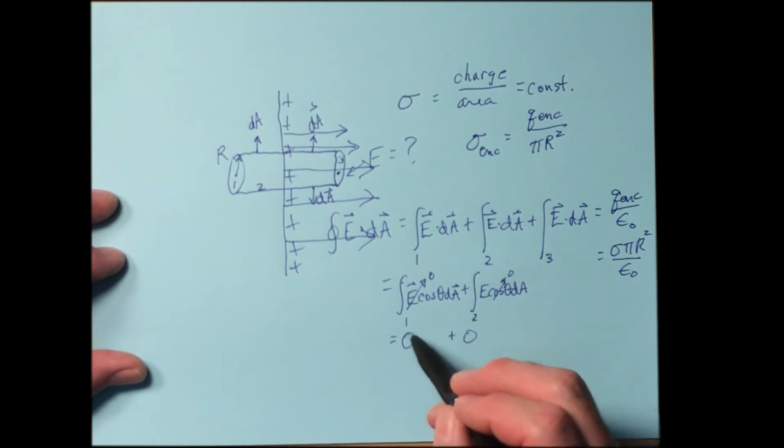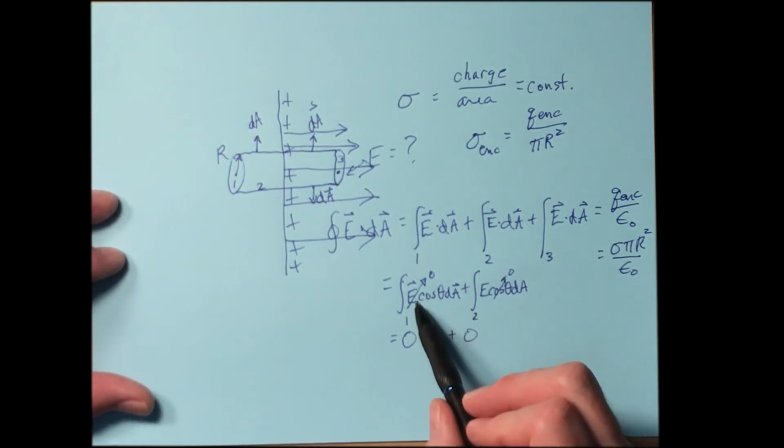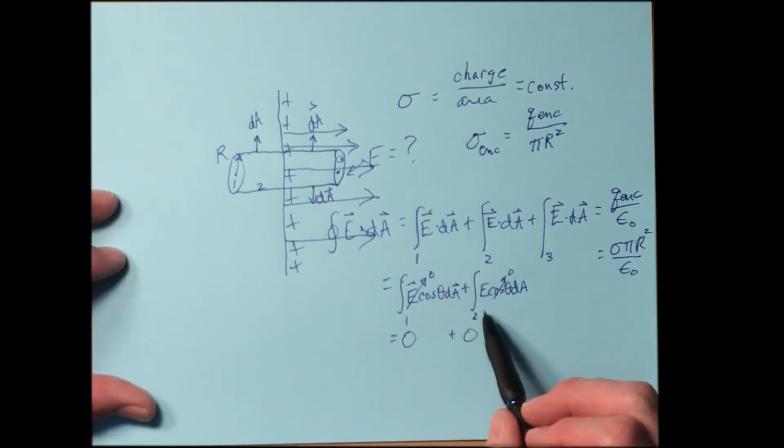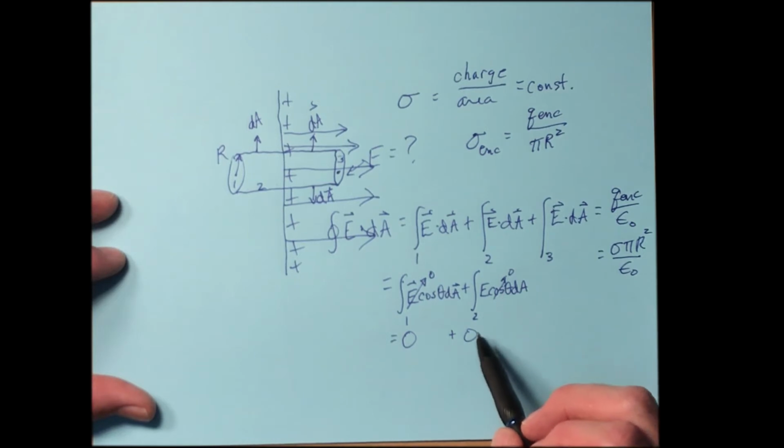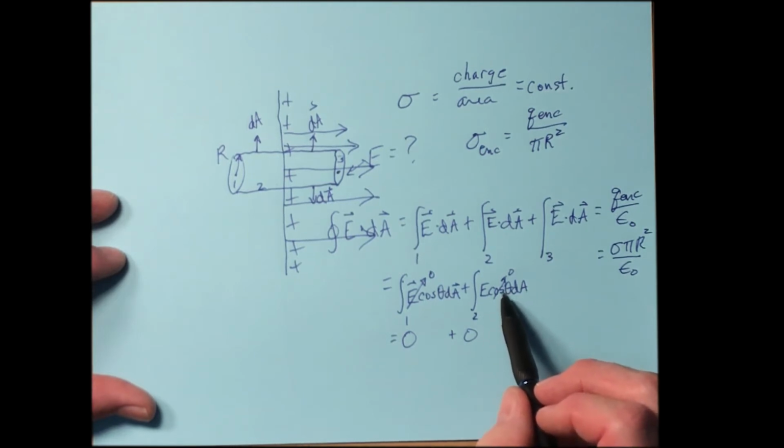Now the reasons these are zeros are different. This one was 0 on the inside because there was no electric field. This one is 0 on the outside because the angle between the E and the dA was 90 degrees.